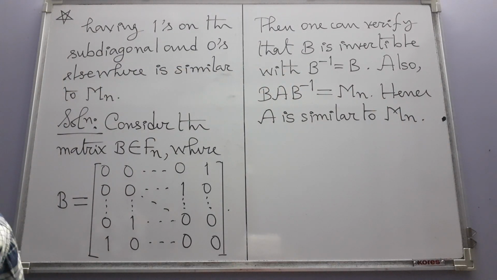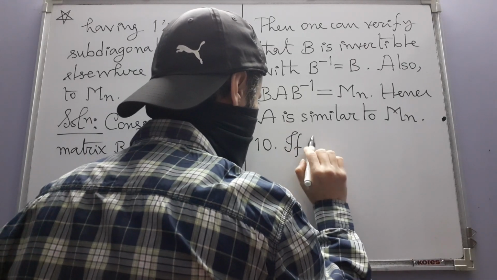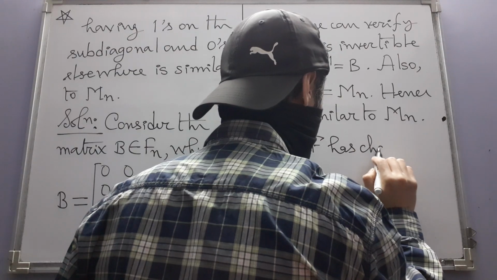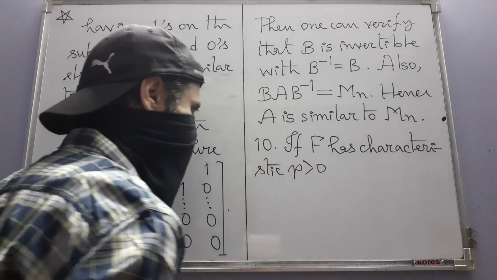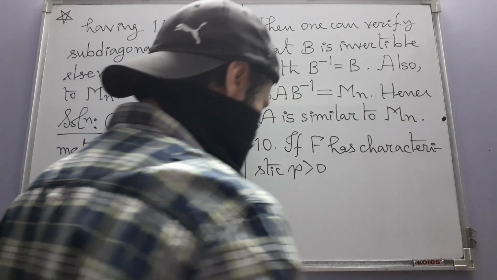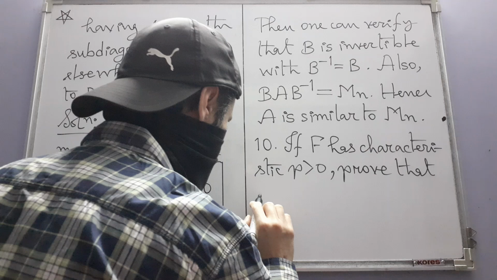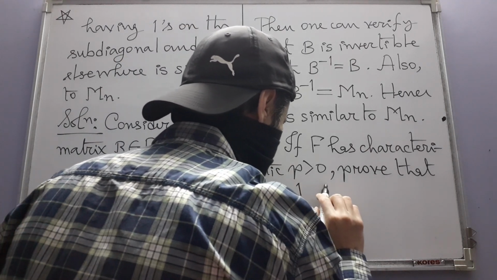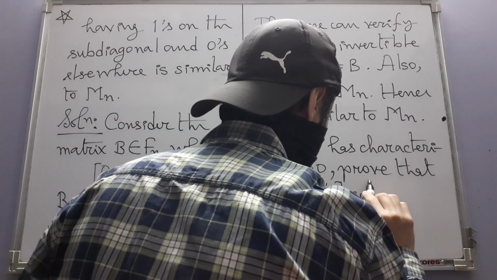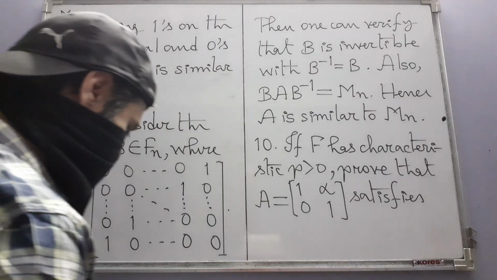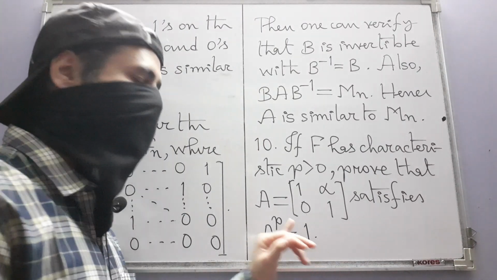Next, number 10. If our underlying field F has characteristic p which is positive, so you know that p is a prime, prove that this 2 by 2 matrix A, whose first row is 1 alpha and the second row is 0 1, satisfies this equation: the pth power of A is 1, and 1 in this context of course is the 2 by 2 identity matrix.